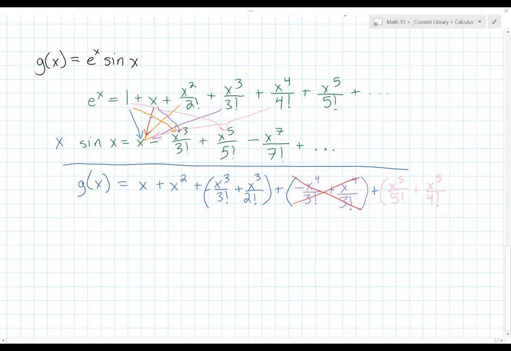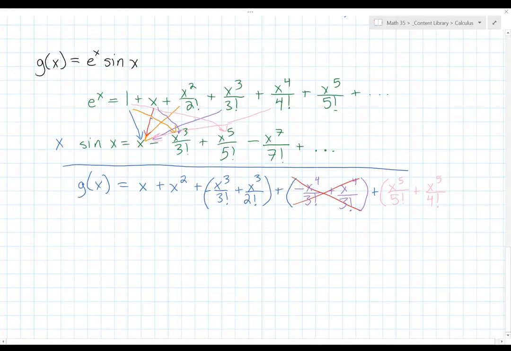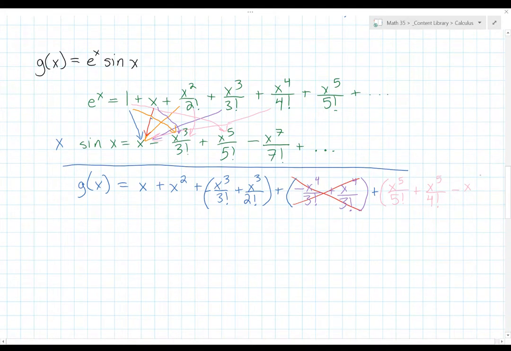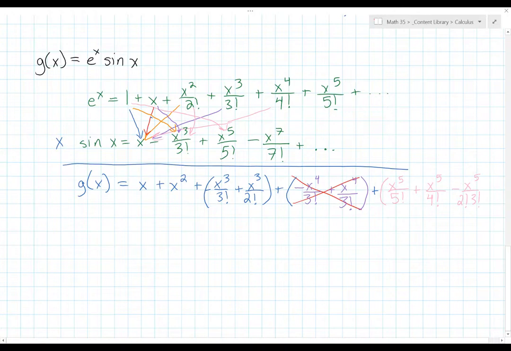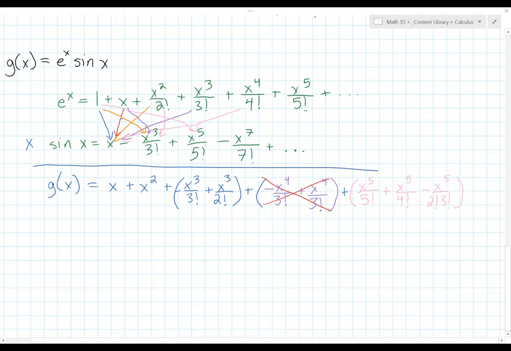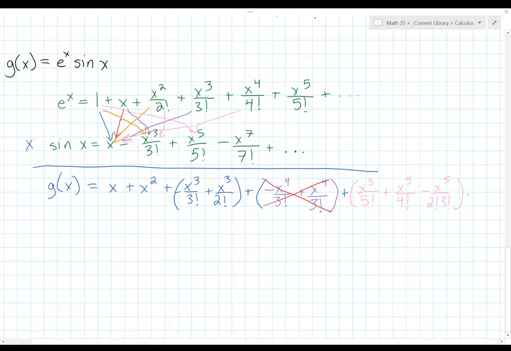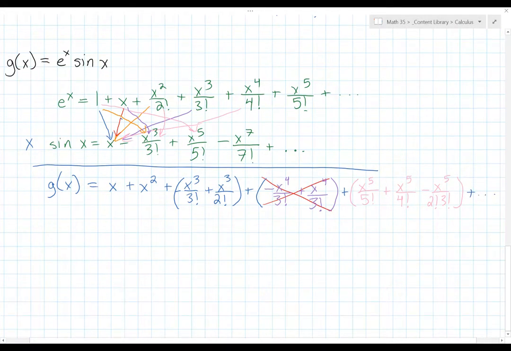It can come from a degree 3 times a degree 2. So I have a quadratic term and a cubic term here. So that's going to give me negative x to the power of 5 over 2 factorial, 3 factorial. The cube in e to the power of x doesn't have a quadratic in sine x to multiply by. I already multiplied. Okay, so those are the 3 terms that are going to make this up. Now this carries on for quite some time, but we're not going to worry about it. We're just going to get up to the degree 5 term.